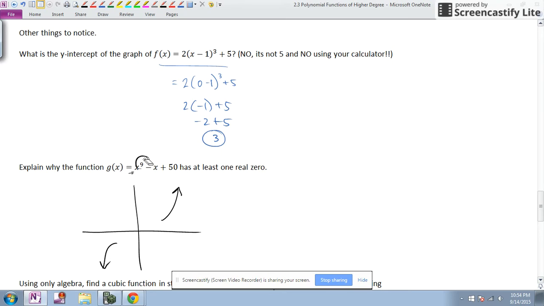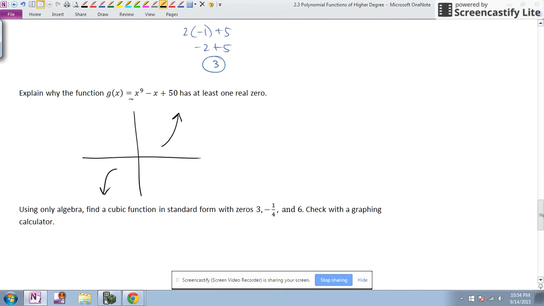That's impossible. So it at least has to cross once. Now that 9 tells me it has a lot of dips and turns, so it could be turning all over the place, but it has to cross once. It could cross through twice, 3 times, 4 times, all depends on multiplicity. But it at least has to cross through one time.